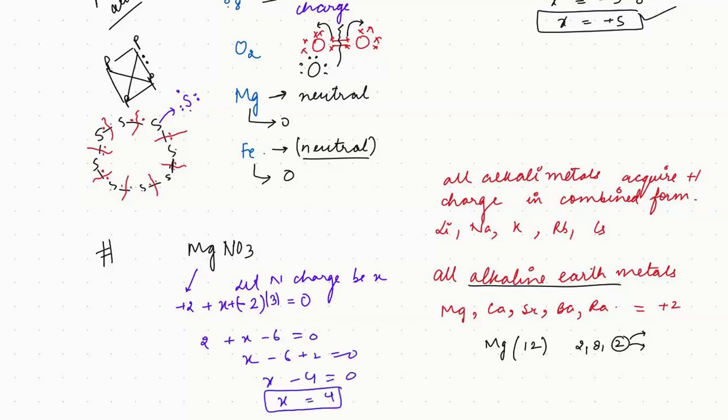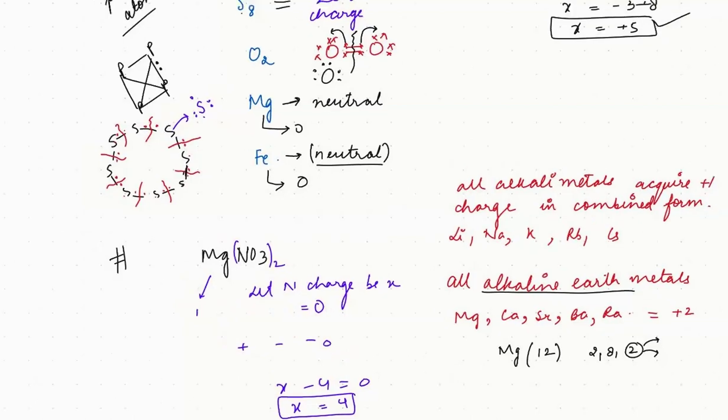Oh, sorry. It is going to be Mg(NO3) whole twice. I'm so sorry. So when it is Mg(NO3) whole twice, how do you get the charge values? Just see. Let nitrogen's charge be X. If I open up the radical, you can write this down as MgN2O6.